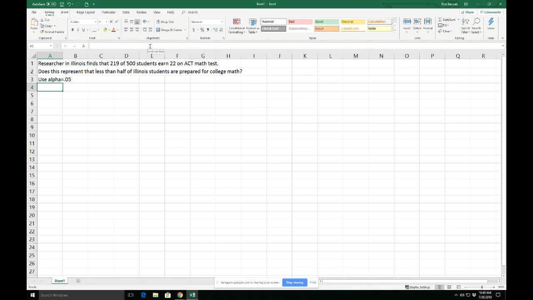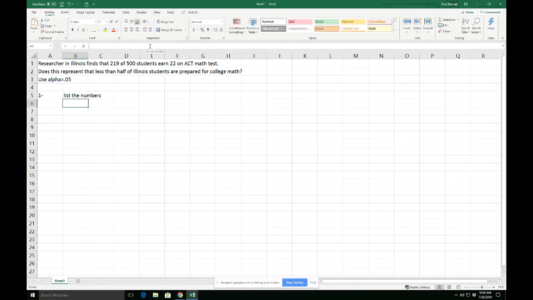Less than half a million of students are prepared for math, college math. So what's my first step? So in this question, is it exactly 22 or is it 22 and above? 22 and above is prepared for college math. So step one is list the numbers. What numbers should I list?